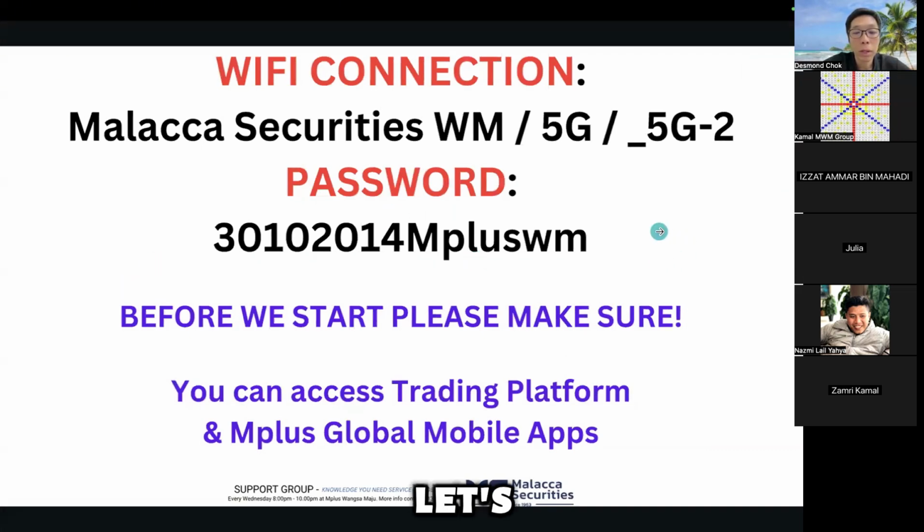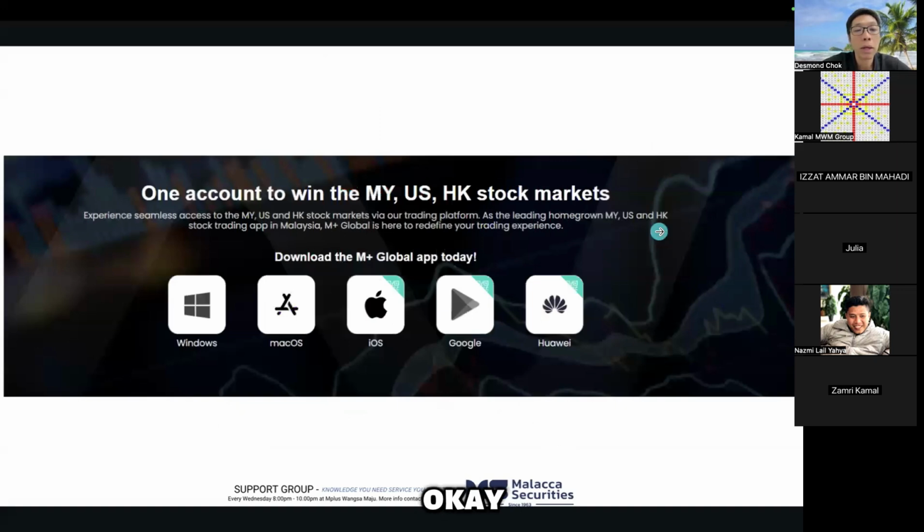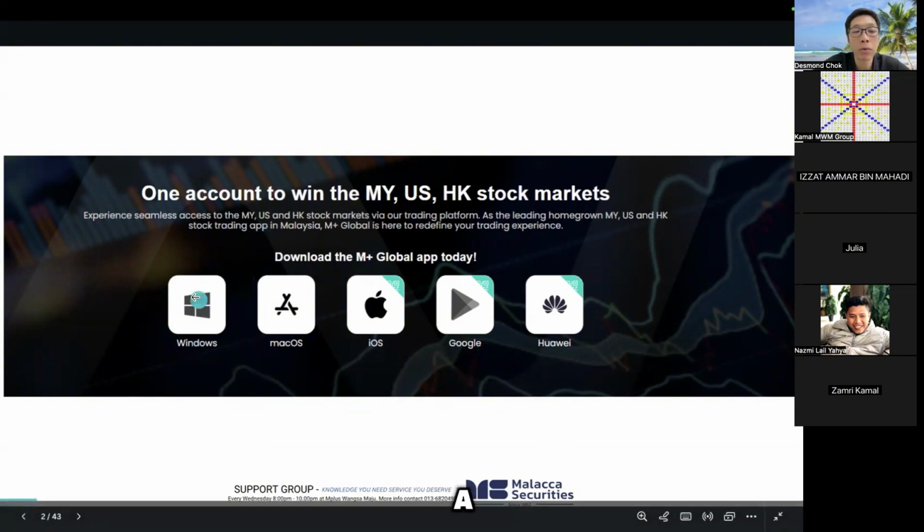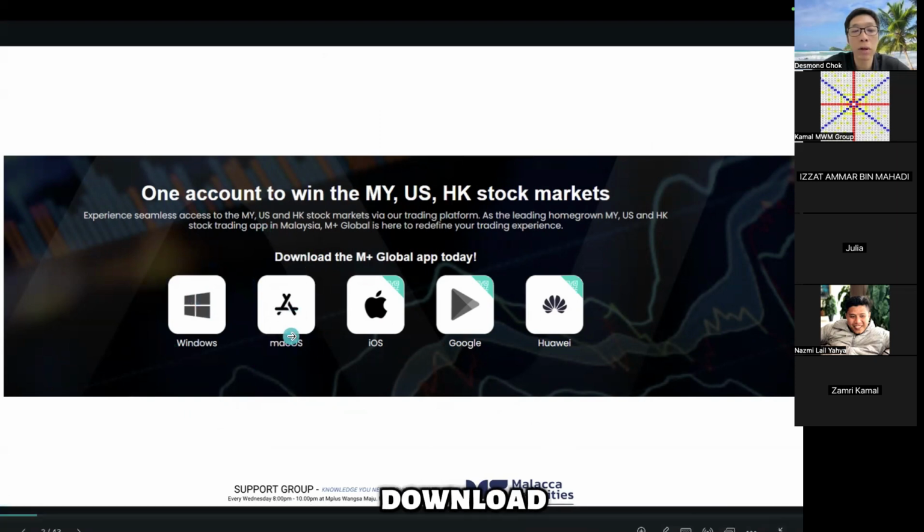Okay, let's start. For your information, our M Plus has a few versions: desktop and mobile. If you go to your M Plus Global Apps, you can see there's Windows and Mac OS. This one you can download as the desktop version. For your info, the M Plus Global desktop version can only be used to trade Hong Kong and US. For Bursa, the desktop version is not available yet.